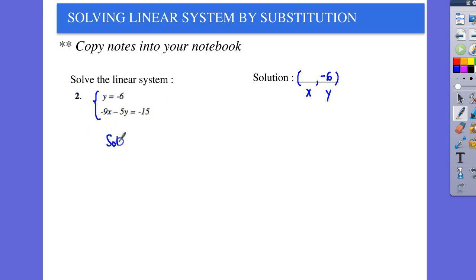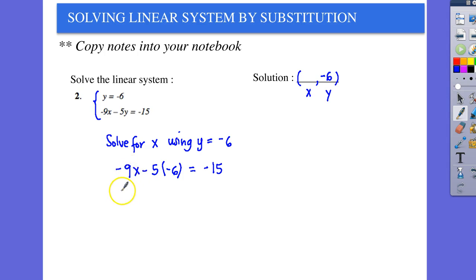So you're going to say solve for x using y equals -6. So you're going to write the second equation, -9x minus 5. Remember now, instead of writing y, we're going to write parentheses. Equals -15. And then, inside the parentheses, we're going to plug in the value of y, which is -6. Now, this is just a simple equation. You have one variable that you're going to solve. So let's solve for this.